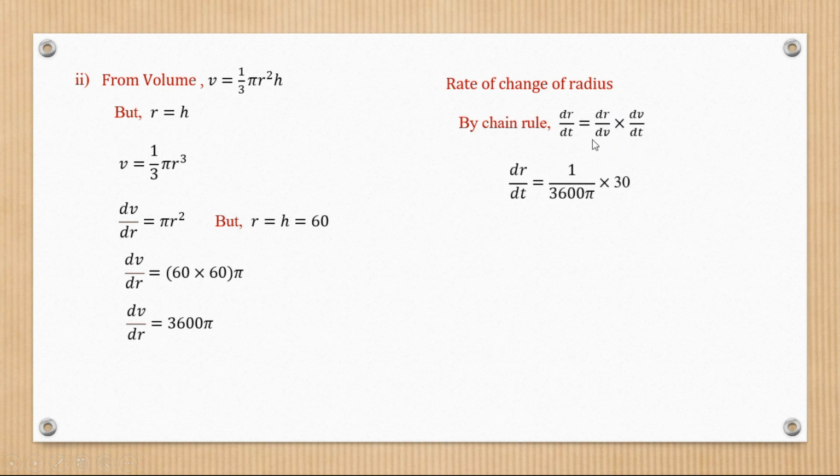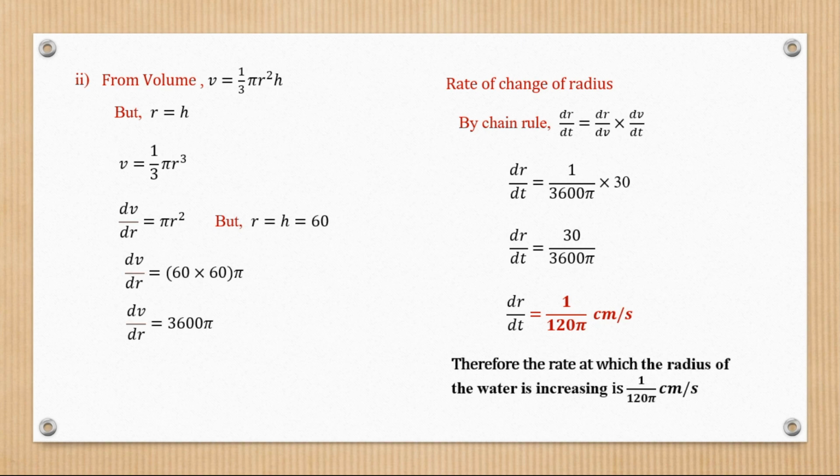So now plug that in, and remember that dr/dV is actually the inverse of this. So we're going to put this as 1 over 3600 pi, and then dV/dt was given, and it was 30. So plug that in, and I'll have it as 1 over 120 pi centimeters per second. So therefore, the rate at which the radius of the water is increasing is 1 over 120 pi centimeters per second.